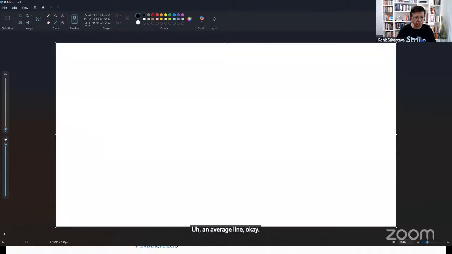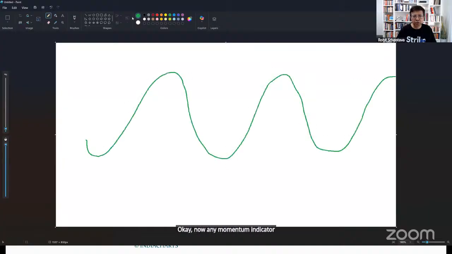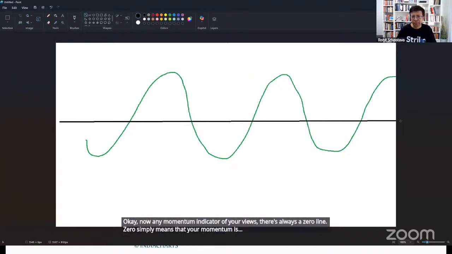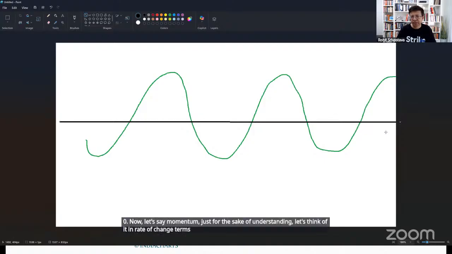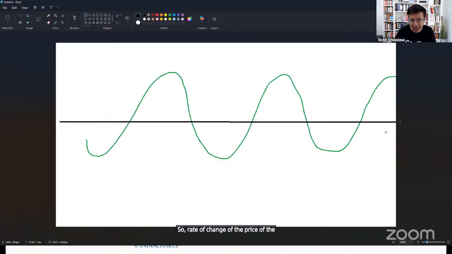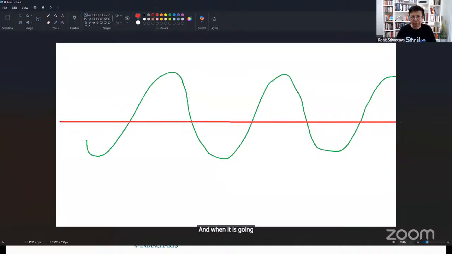When we use the indicator along with an average line, what we actually end up doing is, let me very quickly set this up, you have the main indicator, which is moving up and down. Now, any momentum indicator, if you have used one, there's always a zero line. Zero simply means that your momentum is zero. Let's think of it in rate of change terms. If the rate of change of price is zero, it is going nowhere. That is when it's zero. And when it is going somewhere, it's rising, right?